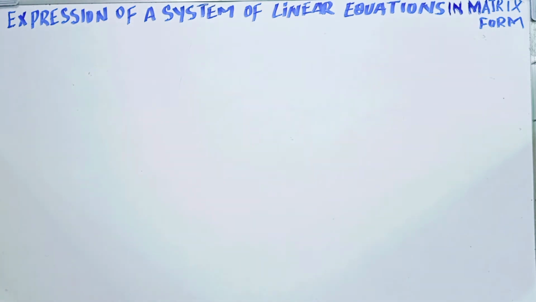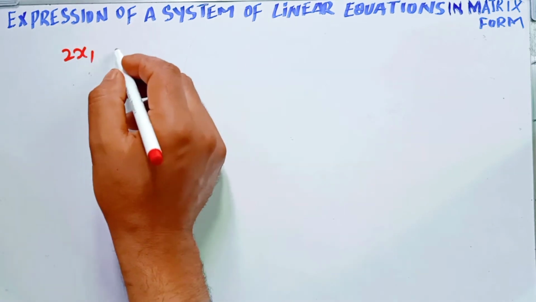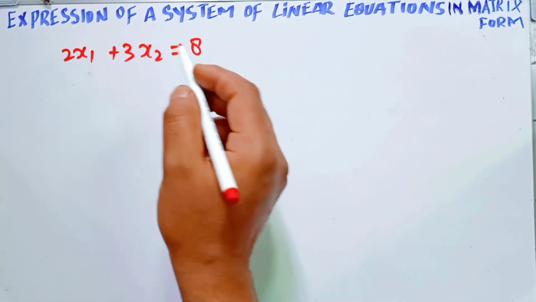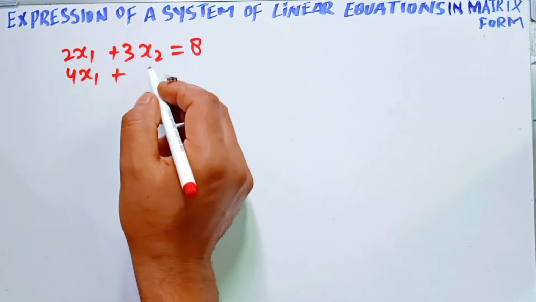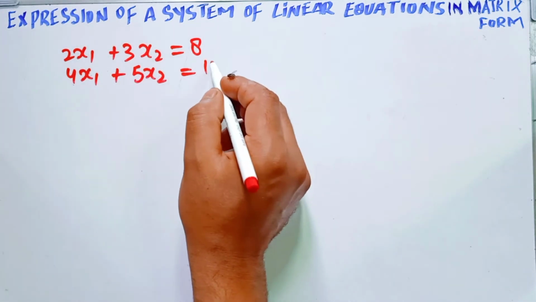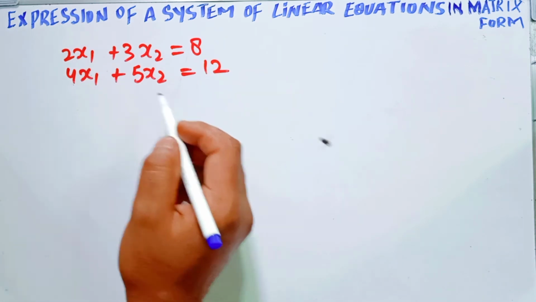If I have a system of linear equations like 2x1 plus 3x2 is equal to 8, and another linear equation, 4x1 plus 5x2 is equal to, let us say, 12. Now these are the system of linear equations. This system can be expressed in matrix form.